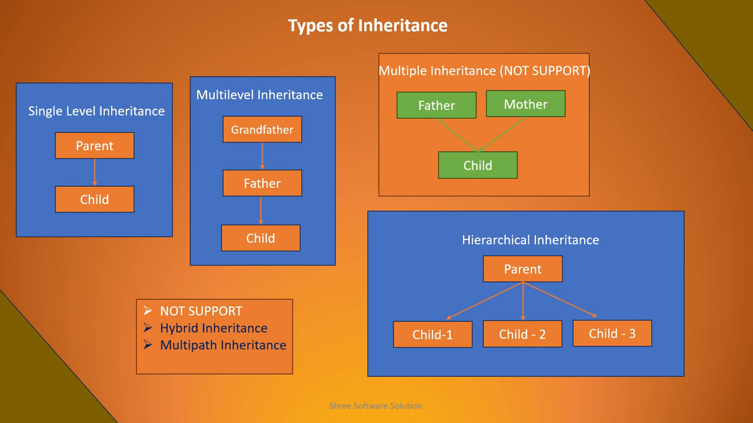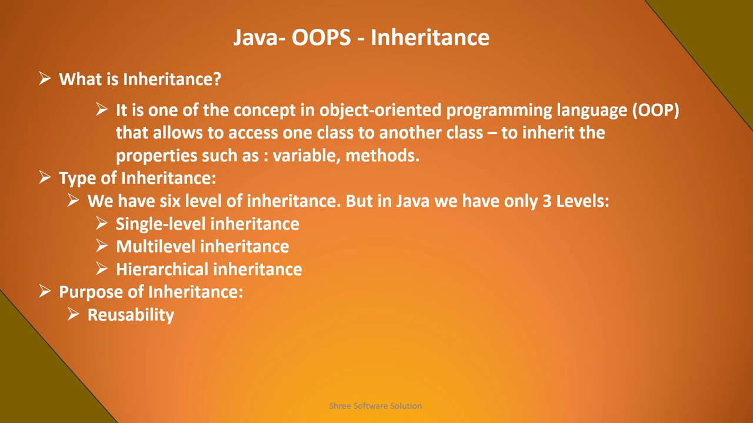See, types of inheritance. Here, I mentioned single level, multi-level, and hierarchical. So, only these three levels are supported in Java. I already told you: single level, multi-level, and hierarchical. So, first concentrate on those three levels. The other three levels, no need to concentrate much on. I'm telling this for this language. So let's start with single level inheritance.